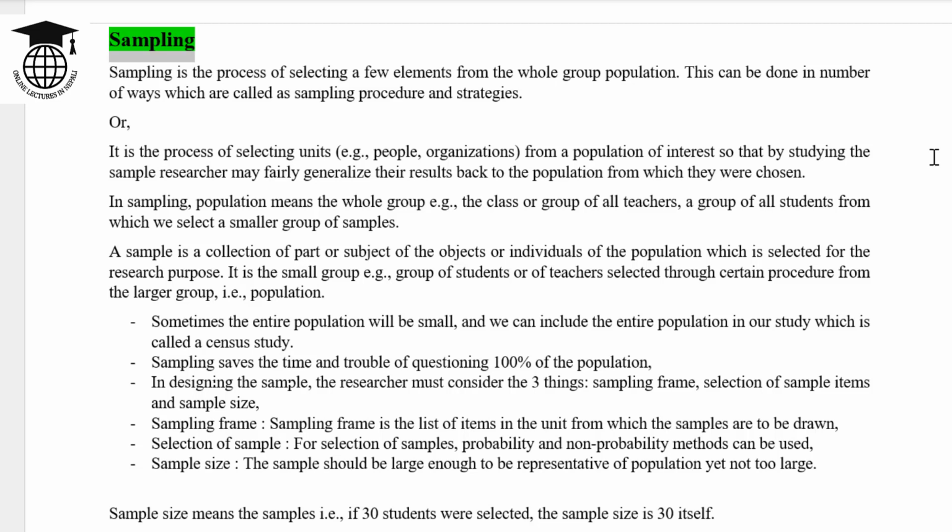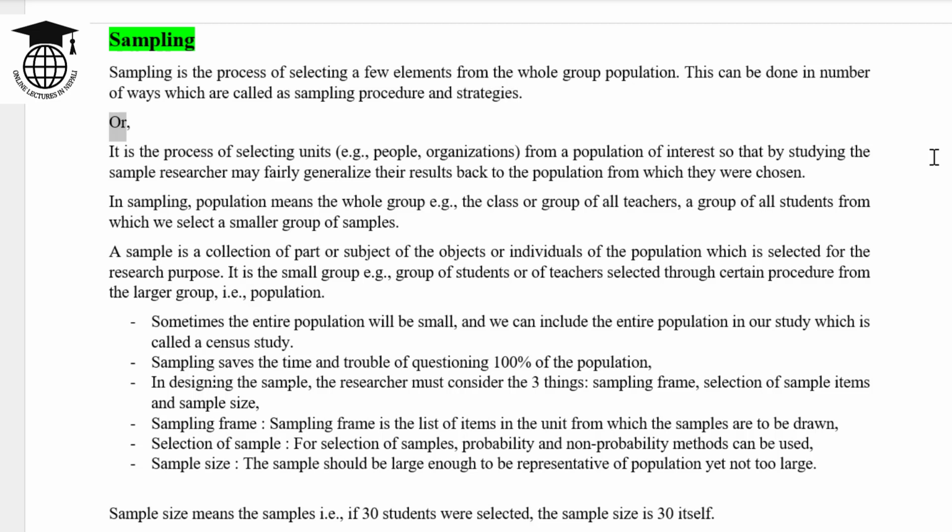Sampling. Sampling is the process of selecting a few elements from the whole group, the population. This can be done in a number of ways, which are called sampling procedures and strategies.